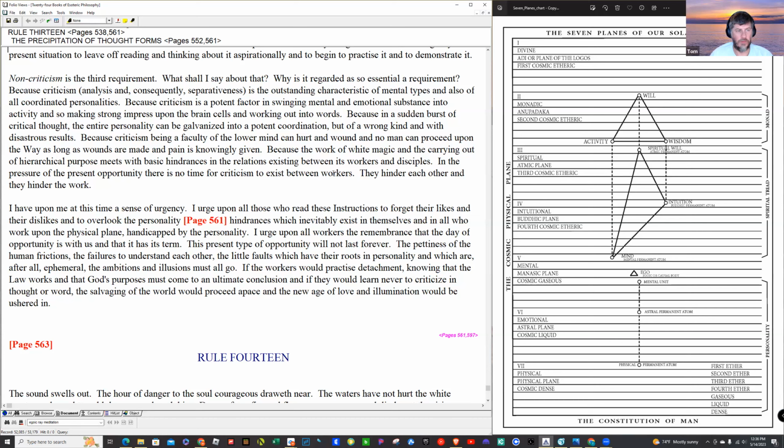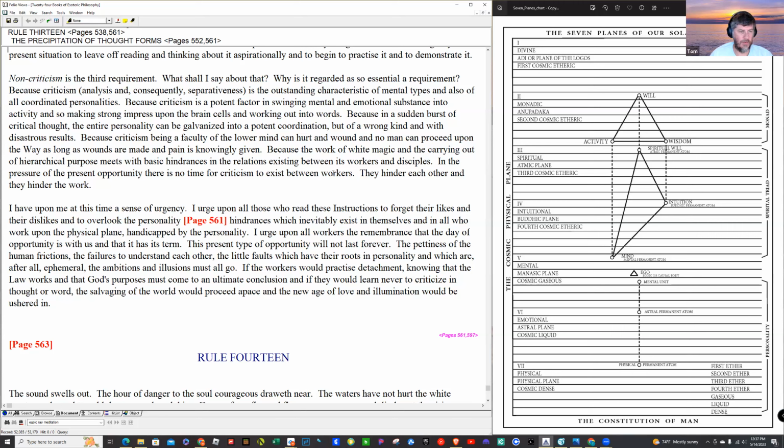Because in a sudden burst of critical thought, the entire personality can be galvanized into a potent coordination, but of a wrong kind and with disastrous results. Because criticism being a faculty of the lower mind can hurt and wound, and no man can proceed upon the way as long as wounds are made and pain is knowingly given. Because the work of white magic and the carrying out of hierarchical purpose meets with basic hindrances in the relations existing between its workers and disciples. In the pressure of the present opportunity, there is no time for criticism to exist between workers. They hinder each other, and they hinder the work.